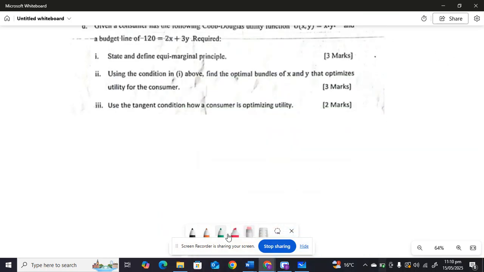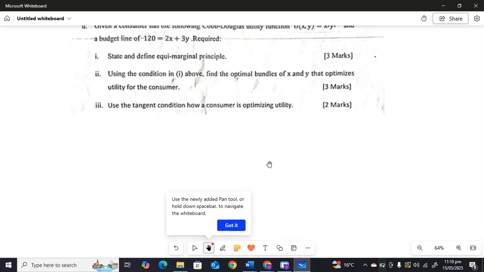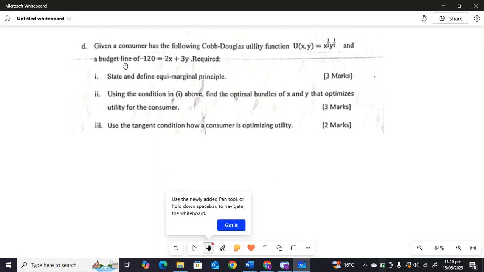Okay, so we have a question here. It says, given a consumer has the following Cobb-Douglas utility function, u(x, y) equals x to the power half, y to the power half, and a budget line of 120 equals 2x plus 3y. Required: state and define the equi-marginal principle.